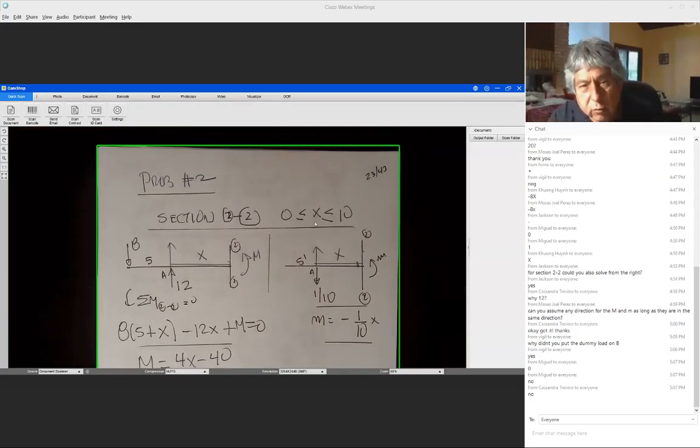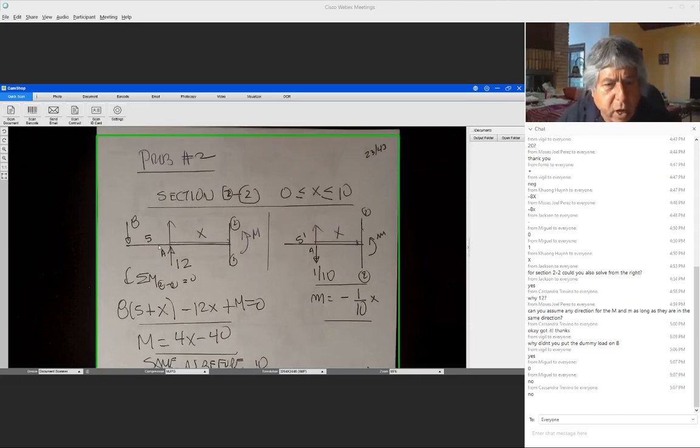Section 2.2, between 0 and 10. This is the same as before. Remember, you had to take everything to the left of the section. This is the same equation as before. But now I have a new section 2.2 for the dummy load, 1/10, the reaction at A and X.